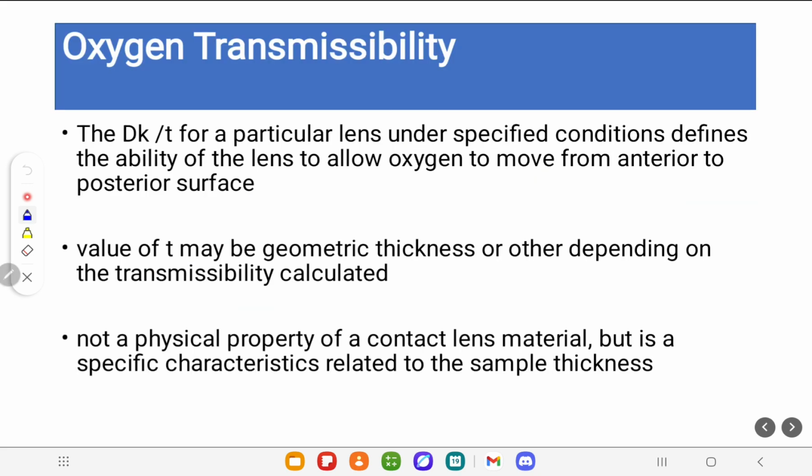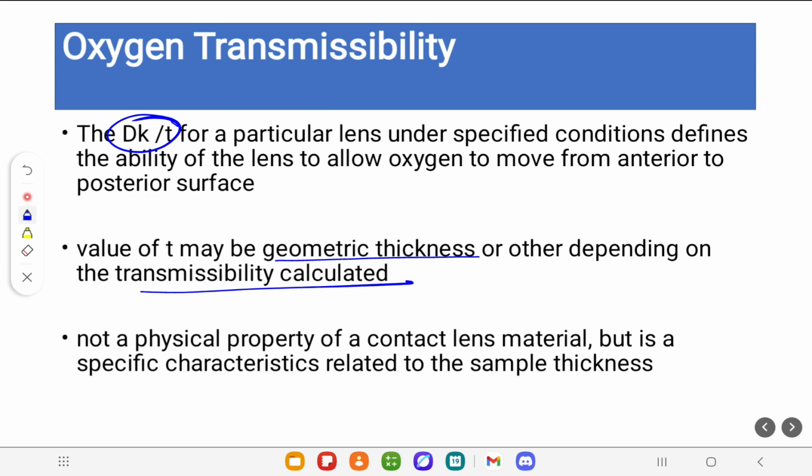So now let's come to the oxygen transmissibility. Oxygen permeability is Dk, and oxygen transmissibility is Dk/t. For a particular lens under a specific condition, it defines the ability of the lens to allow oxygen to move from anterior to posterior. In another term, oxygen transmissibility is oxygen permeability divided by thickness, isn't it? The value may be for geometrical thickness, depending upon the transmissibility calculation, and it is not a physical property of the contact lens material. So it's not an intrinsic property.